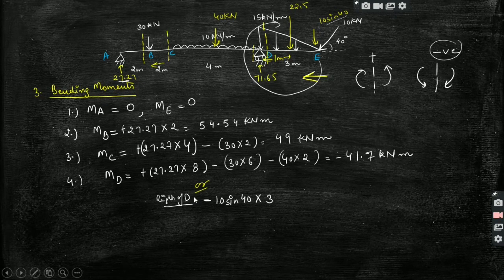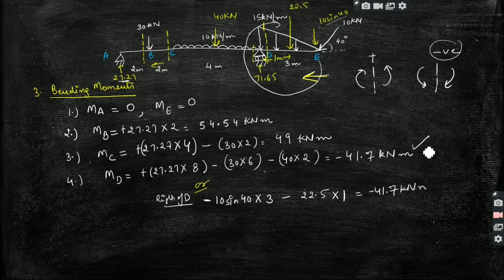So this is how these sign conventions are used, depending on whether you are moving from left or right. As we are moving in the right direction here, we will use this sign convention. Another force is 22.5, which will also have a negative sign because it is also clockwise. So minus 22.5 into 1, because it is acting at a distance of 1 meter. These two are the only forces, and when you solve this you will get the same result, minus 41.7 kilonewton meter.